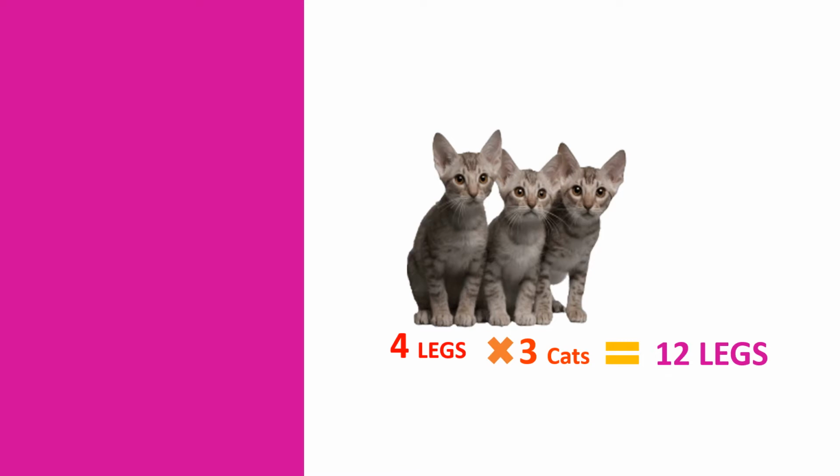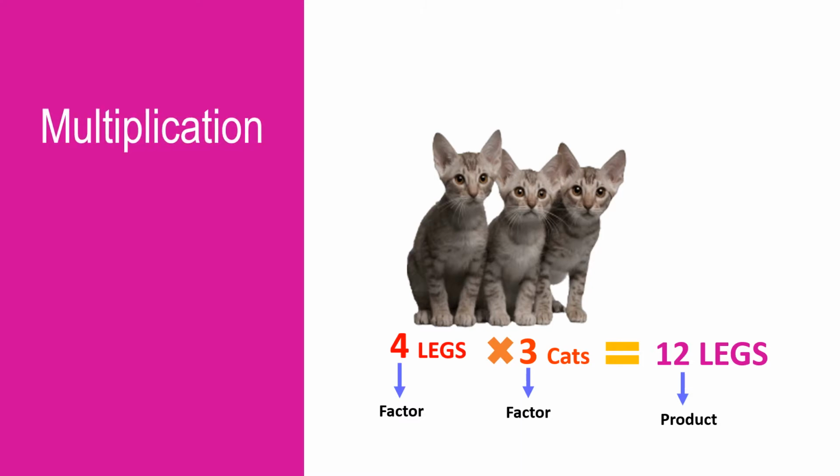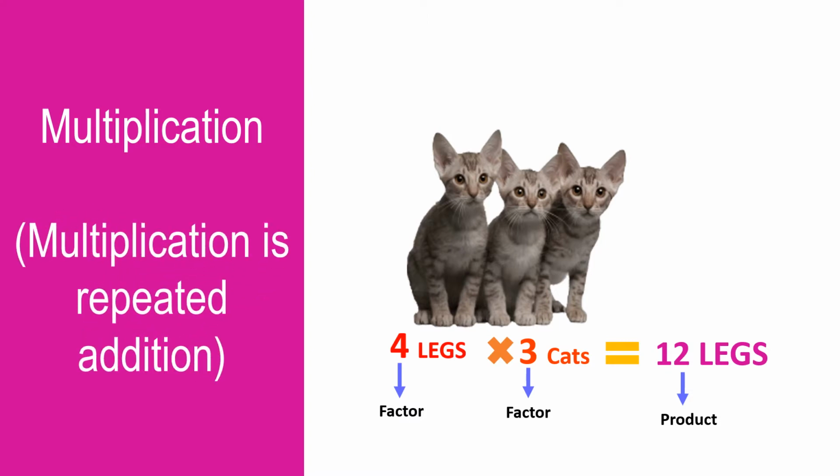Now what do we call these numbers? So children, this 4 and 3, the numbers which we are multiplying together, they are called factors. Here the 4 and 3 are the factors, right? And the answer, that is 12, we call it the product. So we can say the answer of multiplication is called a product. We call this method multiplication. Remember children, multiplication is repeated addition.